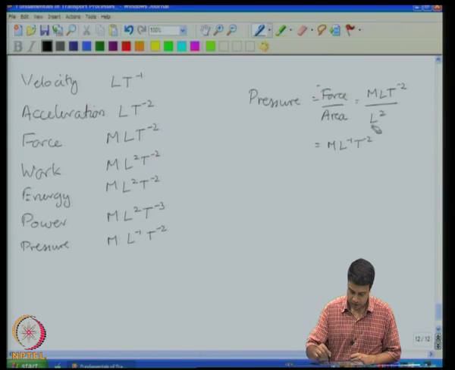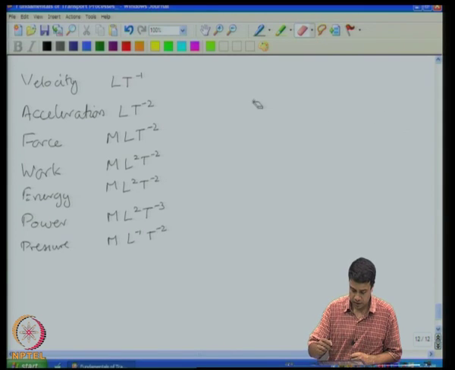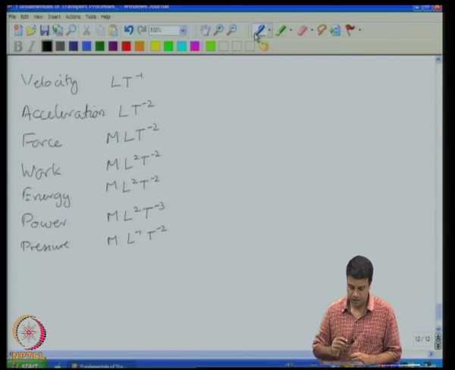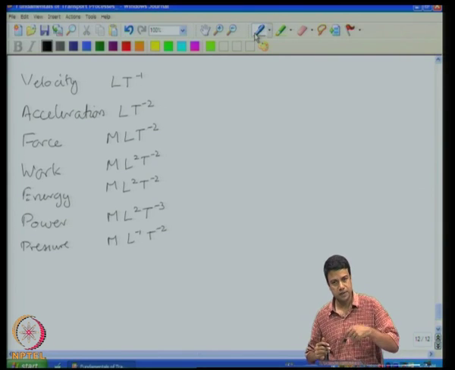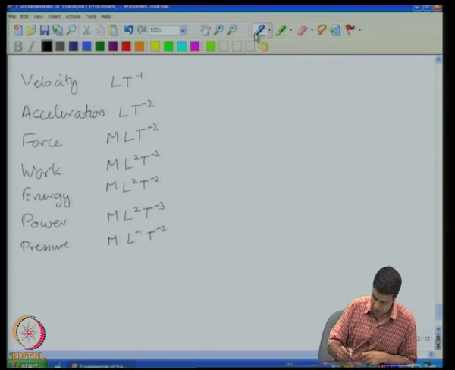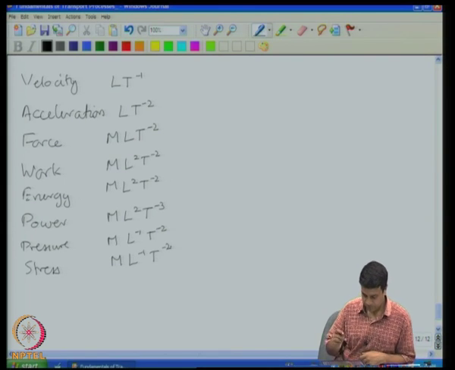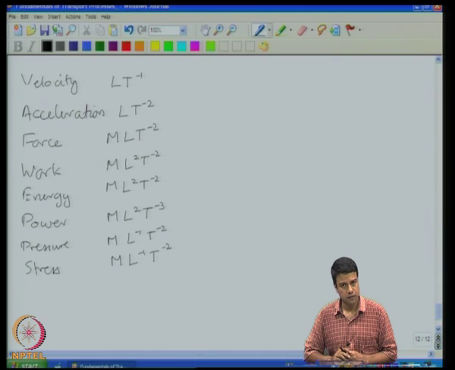Now, the stress has exactly the same dimensions as the pressure. The stress is also a force per unit area, except that the stress acts tangential to a surface, whereas the pressure acts normal to the surface. So, the stress has exactly the same dimension. How about viscosity?